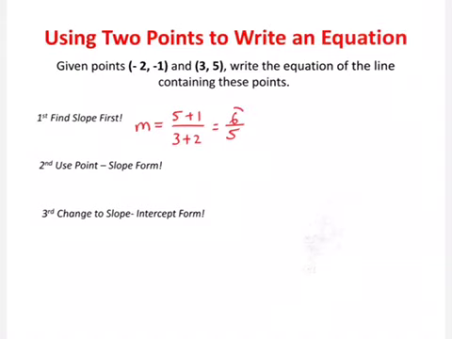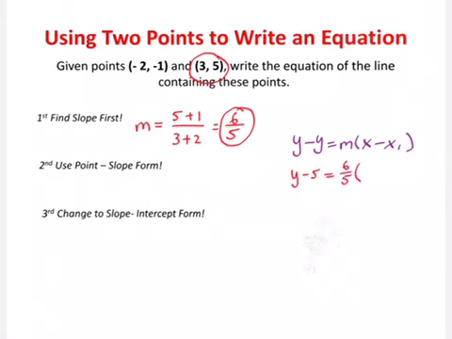Then we have our slope, we want to use one of our points, and I'm going to use (3, 5), and we're going to plug it into point slope form. So y minus y1 equals m times x minus x1. So that means we've got y minus 5 equals 6/5 times (x minus 3). So that's point slope. And now I want to change it into slope-intercept form.